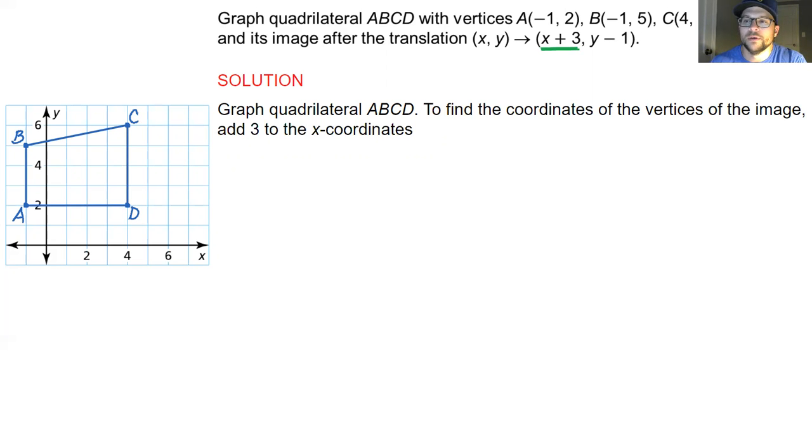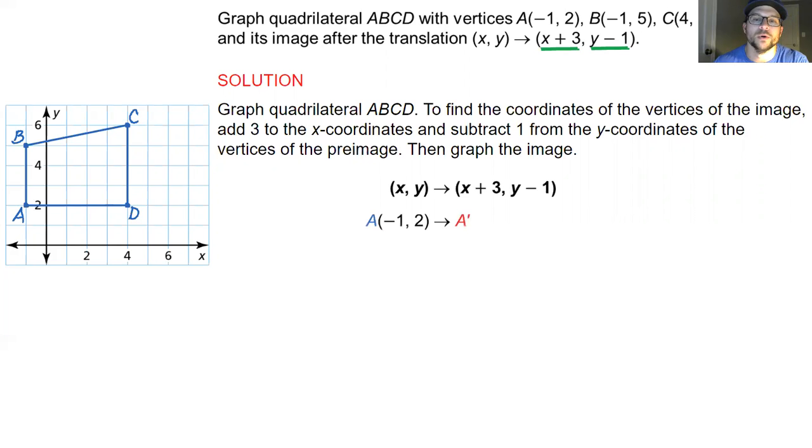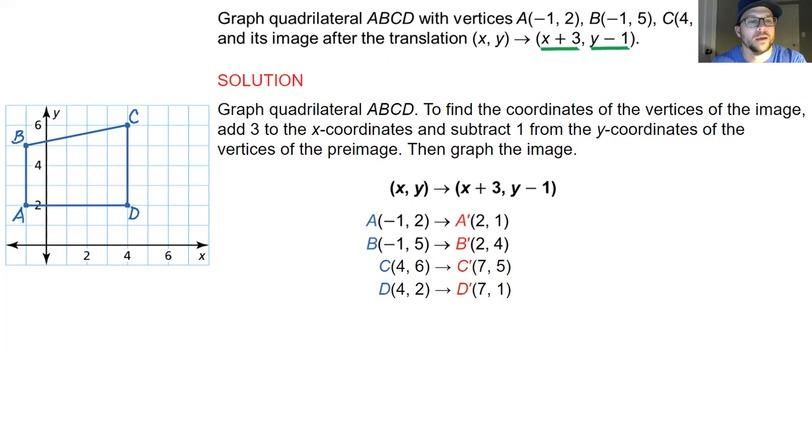So starting with our -1, we're going to take -1 plus 3. And then we're going to do the exact same thing with our y's. We're going to take our 2 and go 2 minus 1 to get our new coordinate points with every single one. So -1 plus 3 gives us 2, and 2 minus 1 gives us 1. And then we're going to do the same thing with our B points. C. Again, we're adding 3 to the x and subtracting 1 to the y. Then you're going to take all those new image points, your new A, B, C, and D, and plot those, connect the dots, and it should look like the same shape, just moved into a different spot on the graph.